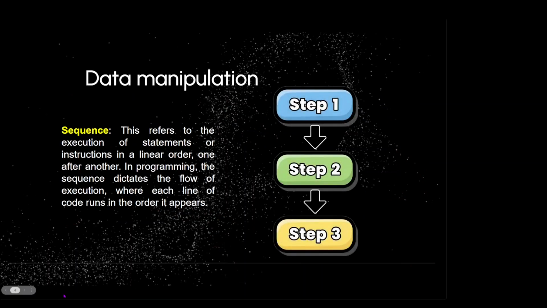Data manipulation involves the operations performed on the data to transform, analyze, or retrieve information. This manipulation can be broken down into three core concepts. Sequence. This refers to the execution of statements or instructions in a linear order, one after another. In programming, the sequence dictates the flow of execution, where each line of code runs in the order it appears.